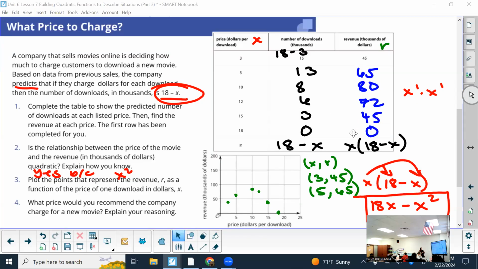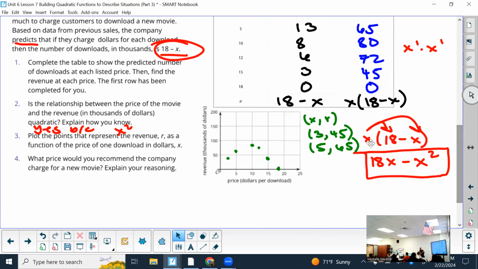Three columns, it did tell you you're graphing the points that represent revenue as a function of the price for the download. So these columns are what you should plot. So like 345, 565, 1080, right here, and we scroll so we see on the back. But 1080, 1272, 1545, and 18 of the euro.